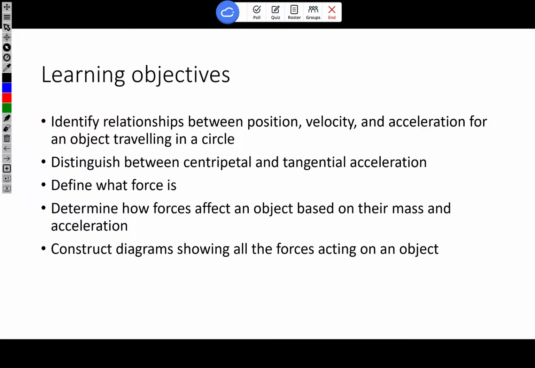So, we're going to talk about position, velocity, and acceleration, variables we talked about for things going in a circle. We're going to talk about centripetal and tangential acceleration. They are different. We're going to then get into forces. What is a force? That's really important. And then how do forces affect objects? And then free body diagrams, which is a buzzword.